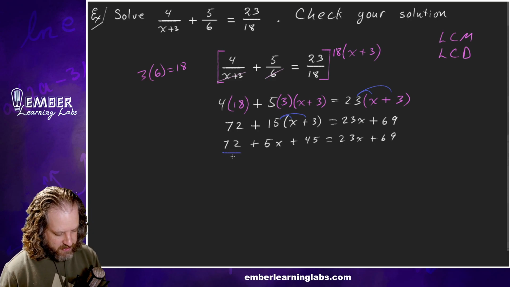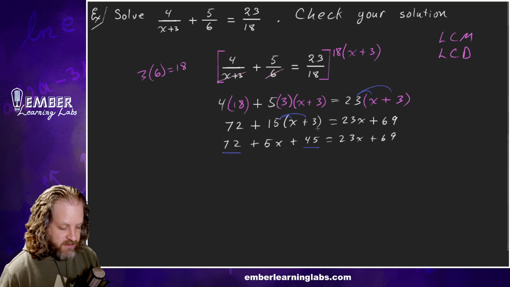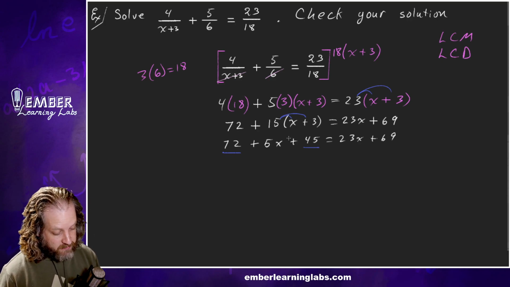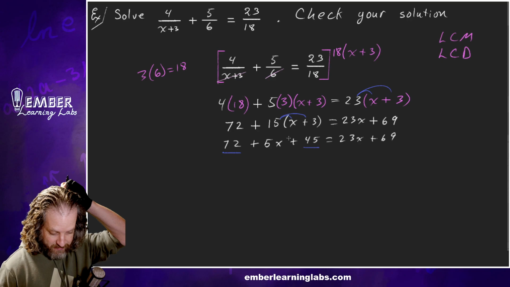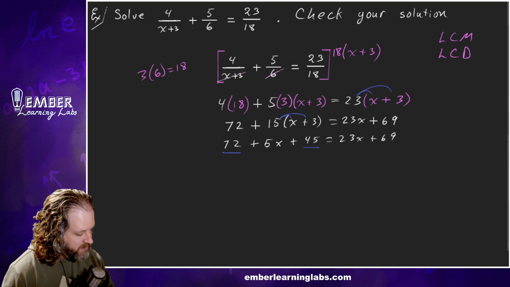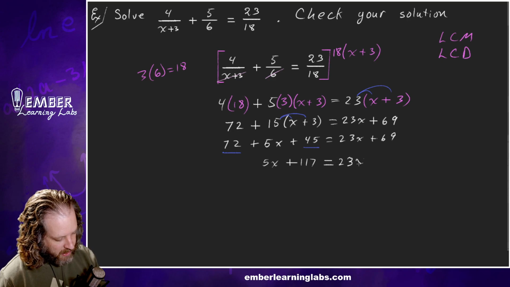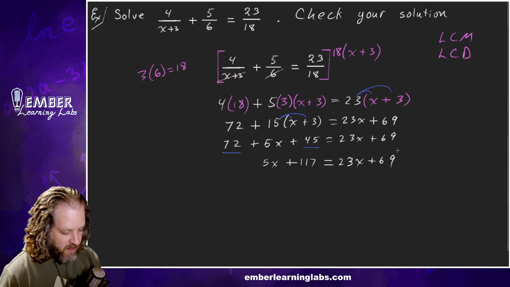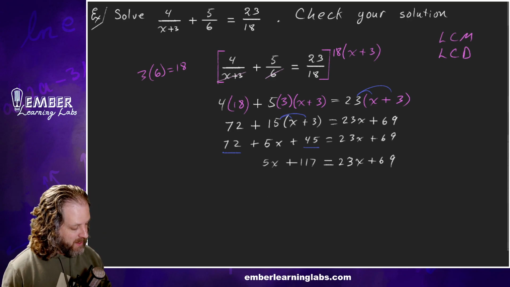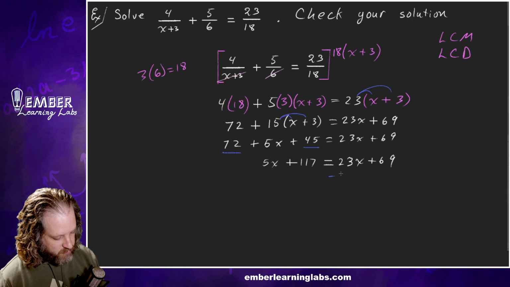We've got 72 and 45. Let's combine those. 72 plus 45 would be 110 plus 7, 117. So we've got 5x plus 117 equals 23x plus 69. Now this, we've been doing kind of combining these type of things for ages now. So let's subtract 23x from both sides. And let's subtract 117 from both sides.